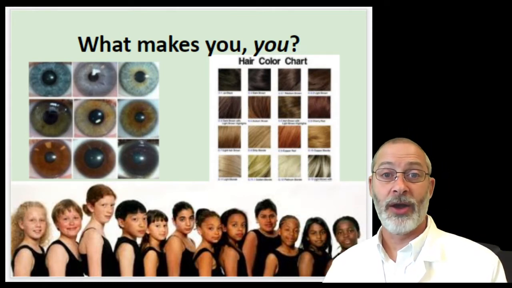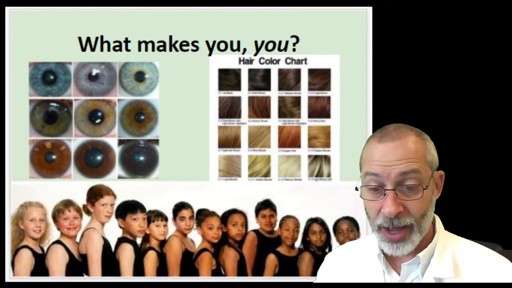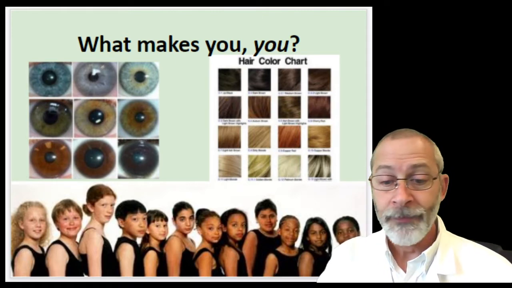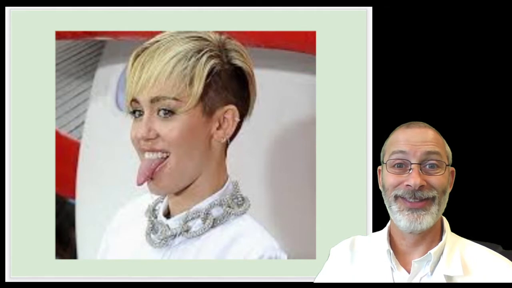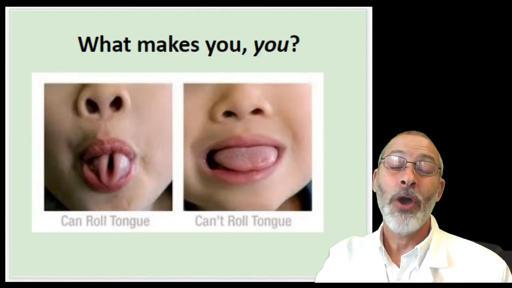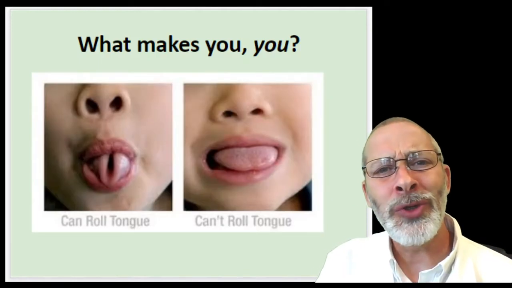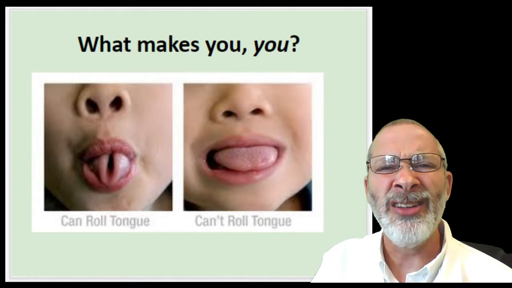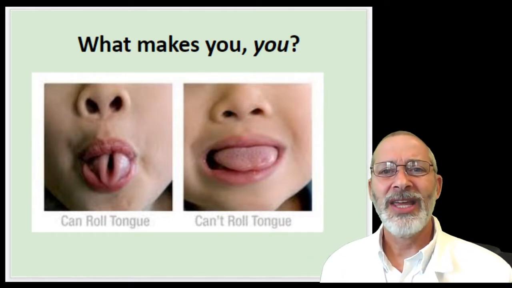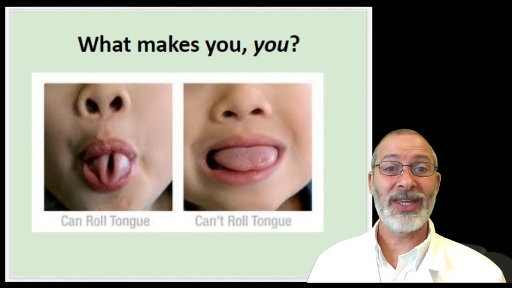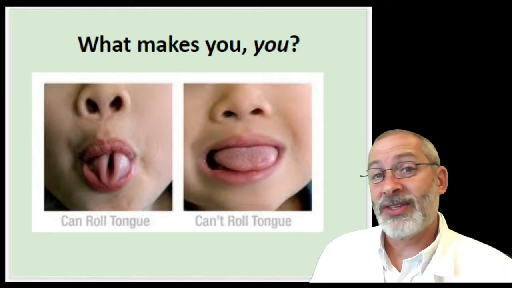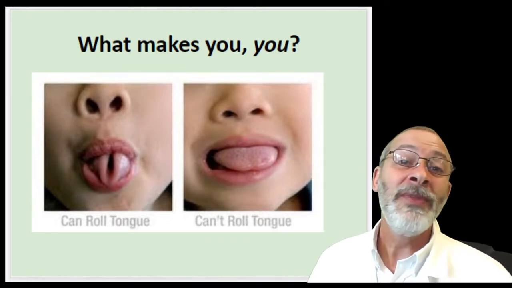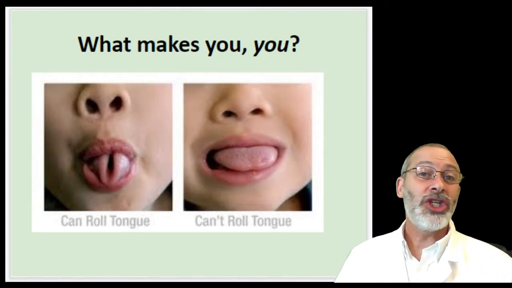Other things that are somewhat dependent on genetics include your intelligence or your lack of, or cuteness factor. Or silly things that we can do with different parts of our body, like our tongues. Some of us can roll our tongue and some of us cannot. And it's not really a skill that you can learn. It is determined by your genetics.